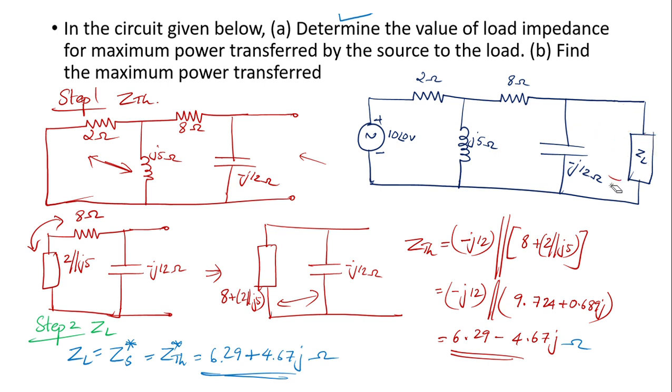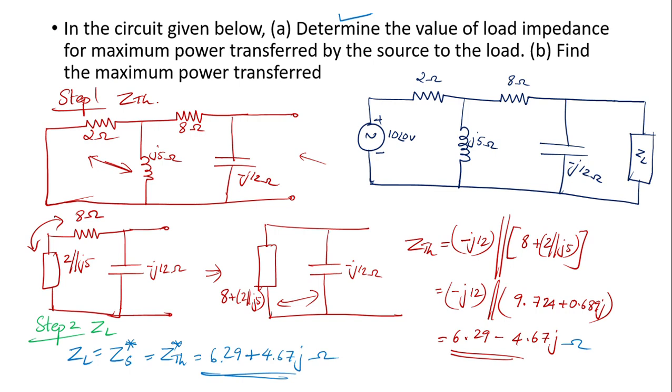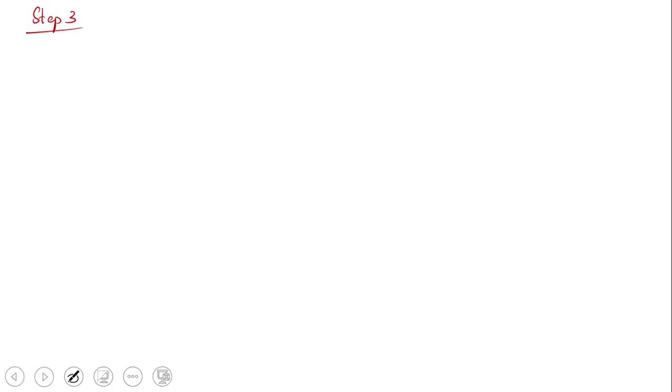So I'm just going to redraw the circuit on the next page. I'm just going to write the third step, step 3. So you see only the second step has changed. Instead of taking ZL equal to ZS, you have to take ZL equal to ZS star. But all the remaining steps are the same. Step 1 is the same, step 2 is not the same, step 3 is the same. So I need to find out VTH. So I'll just redraw the circuit over here.